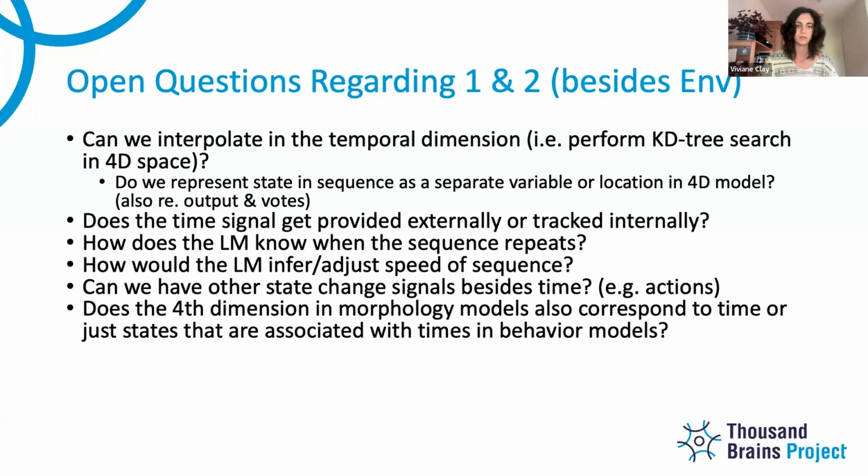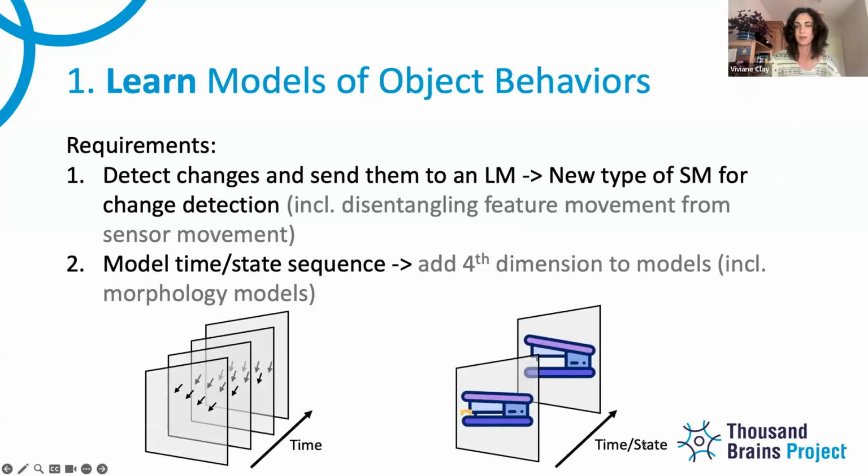Yeah, then maybe related, but does the fourth dimension in the morphology models correspond to time, or just discrete states that are associated with times in behavior models? We kind of touched on it when you asked about this label here. Basically, do we get temporal inputs here that transition between those, or is it just discrete slices, and then there are associations between behaviors that get time as input?